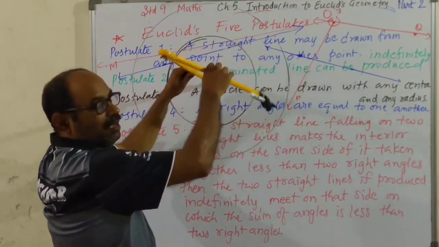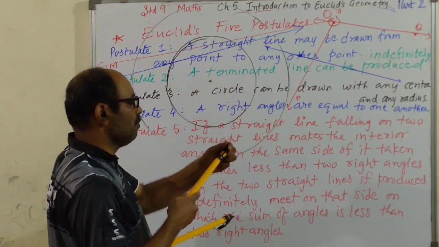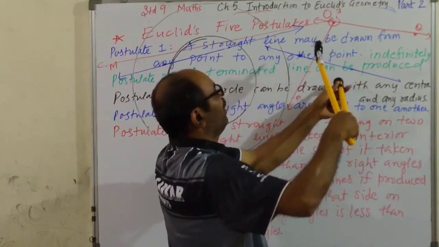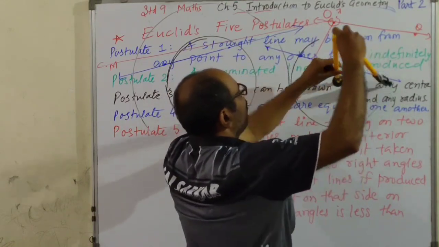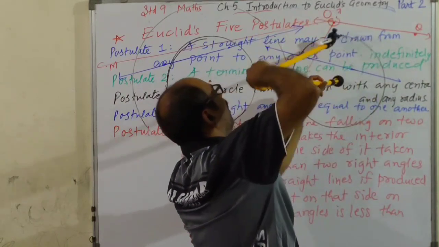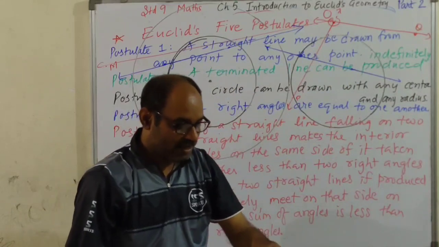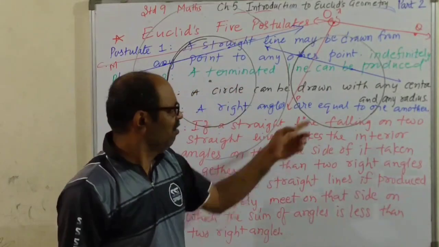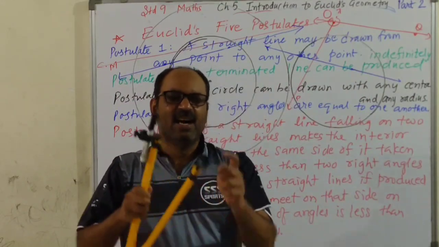Are you getting me? Now if you want to take this point as center, here I have taken one point as center, and if you want to draw a circle with any radius, you can draw a circle. Are you getting me, children? Okay, fine. Children, so that is postulate number 3: a circle can be drawn with any center and any radius. Any point can be chosen. Take it as center, put the compass point there.